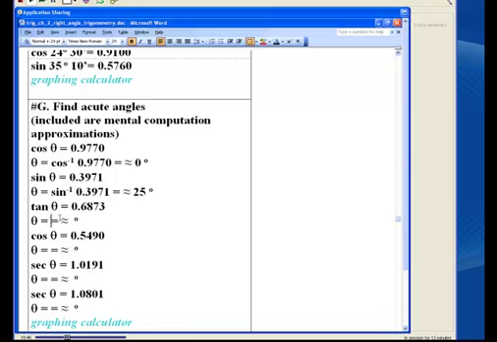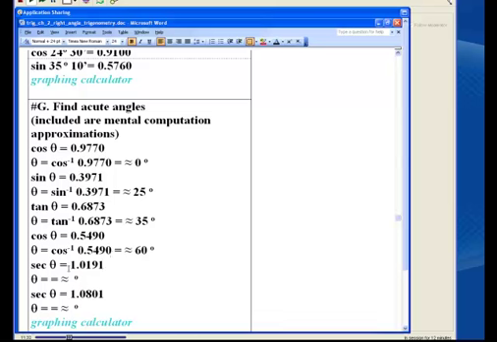Inverse tangent of 0.6873 is what we're supposed to do. That should be a little more than 30 degrees, so let's make it 35 degrees. I said I'm really just approximating with the numbers that we have memorized for cosine, sine, and tangent. Okay, inverse cosine of 0.5490, which is relatively close to 0.5, which should be around 60 degrees.